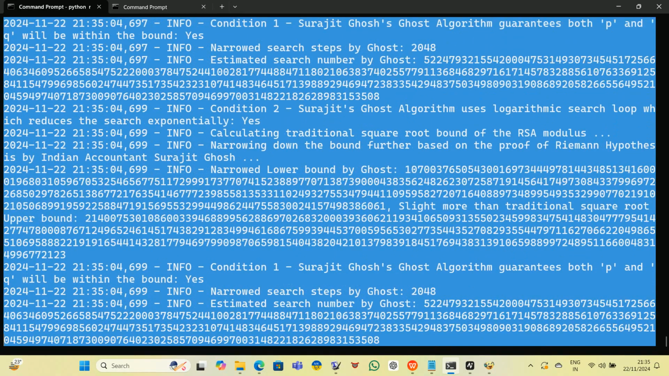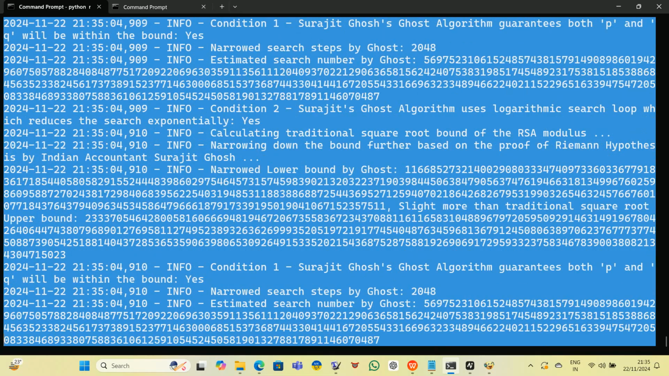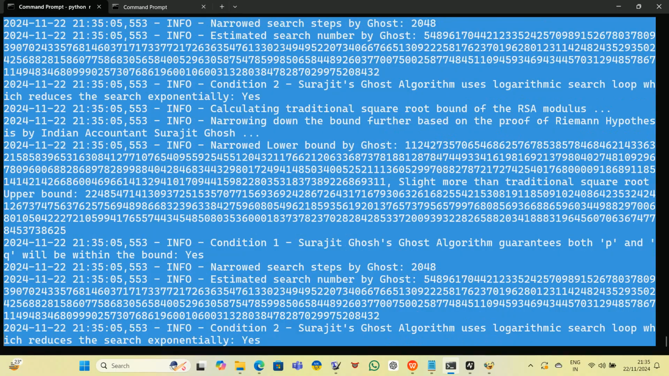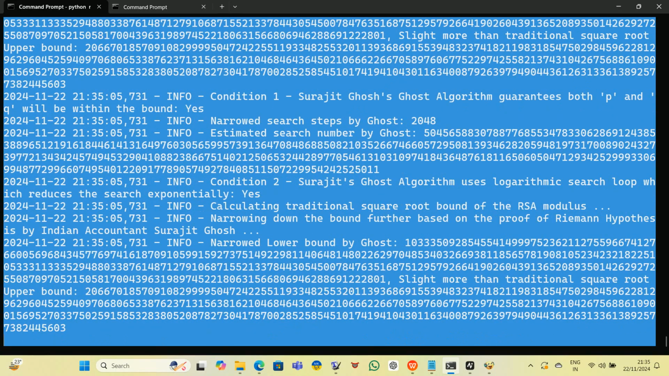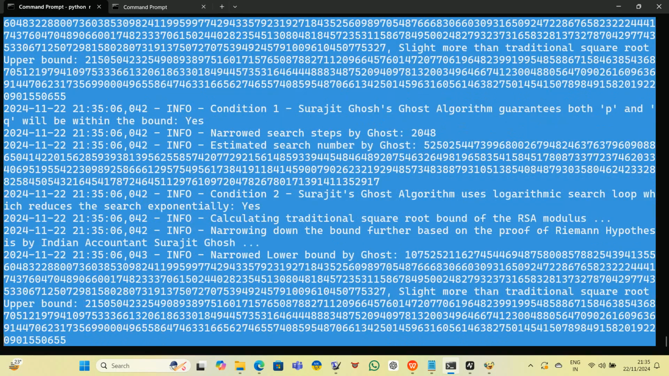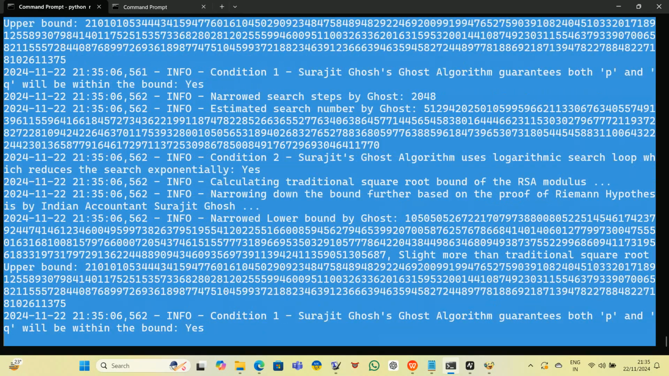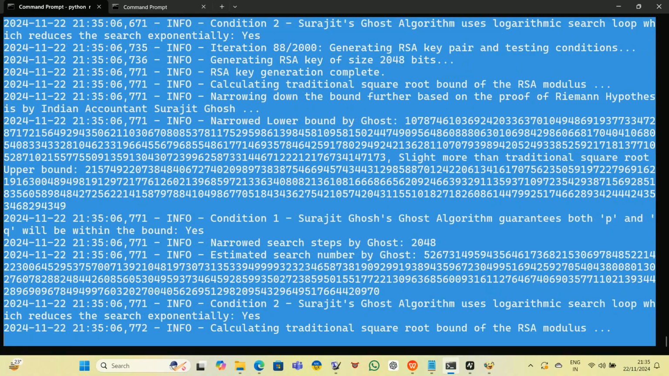So, whether you're a cryptographer, mathematician, or enthusiast, this script transforms complex theory into an engaging narrative. Through real-time logging, screen recording, and meticulous testing, it invites you to unravel the mysteries of prime numbers and encryption in a way that's as innovative as it is educational.